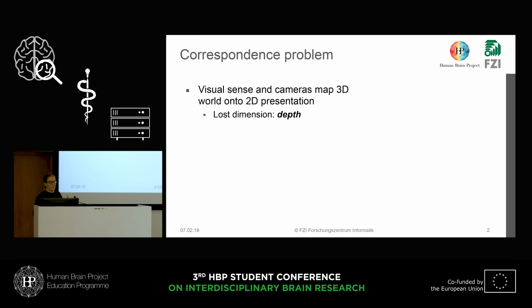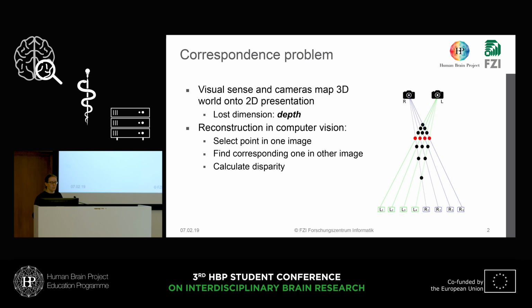Okay, first of all, the visual sense, just like cameras, maps the 3D world onto a 2D representation, and we lose depth. Now, to recover this, in computer vision, usually when we have two images, we take a point from the one image and look for the corresponding one in the second image. We can then calculate the disparity. This is computationally quite expensive because of finding the matching dot in the second image.